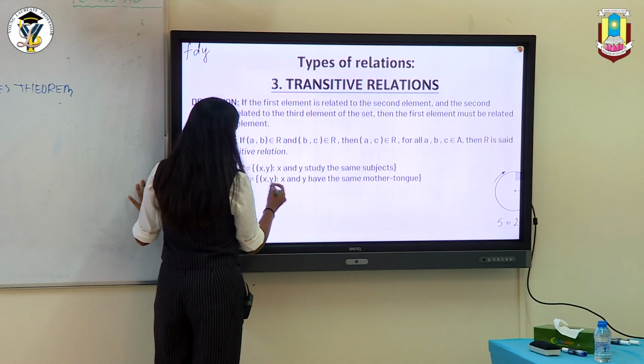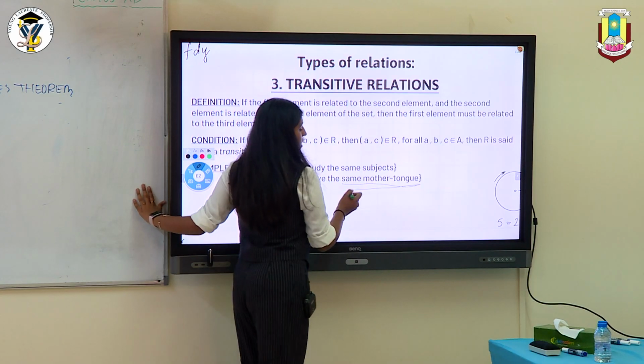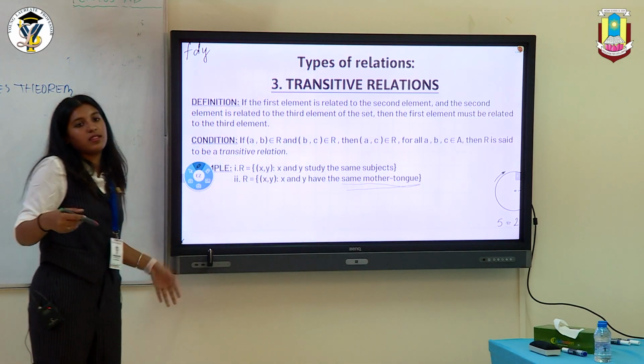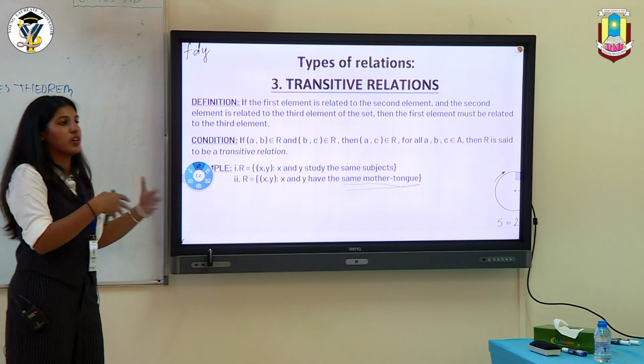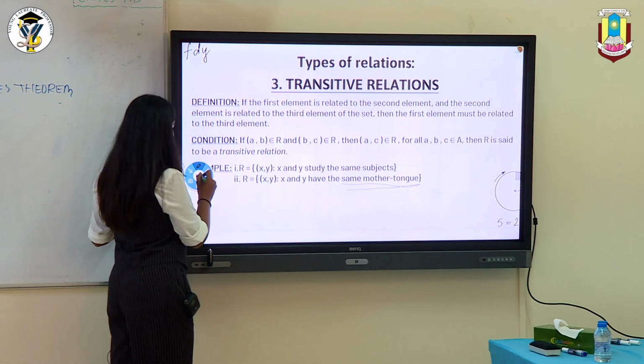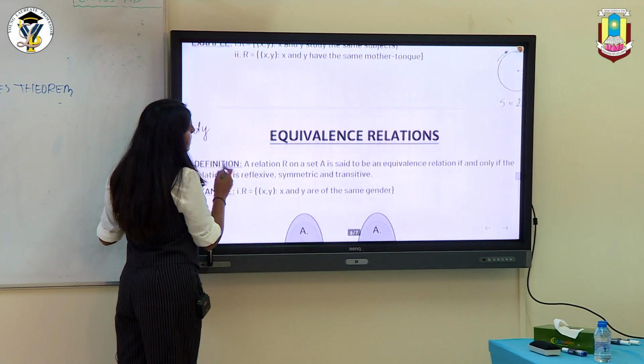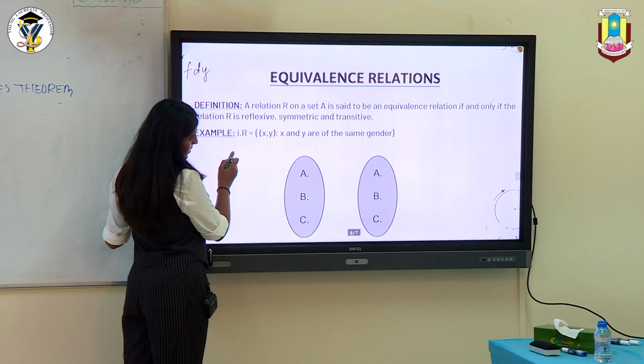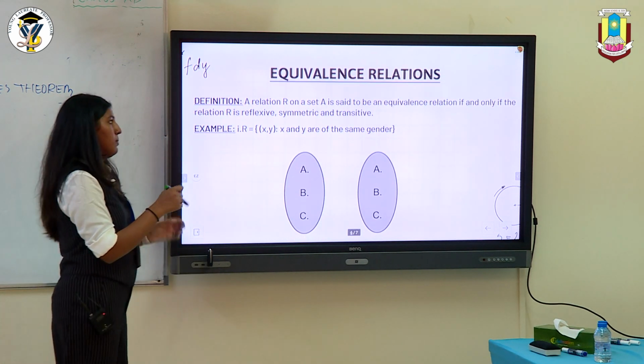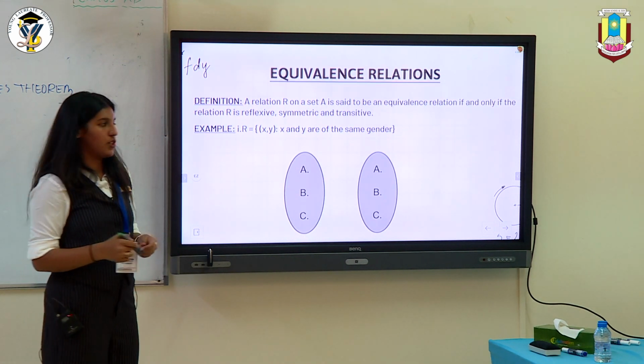And the next example has the same mother tongue. It's all the same thing. It's just that I've written it so that you can understand it with more real life examples and then mathematical examples. That brings us to my main topic, equivalence relations.